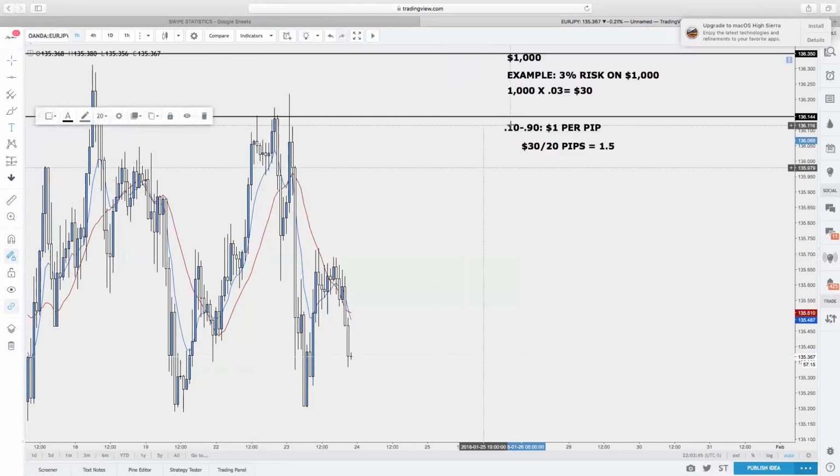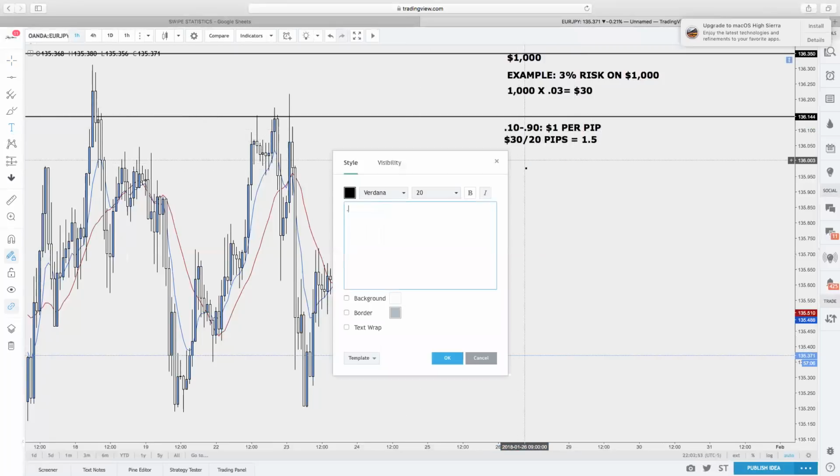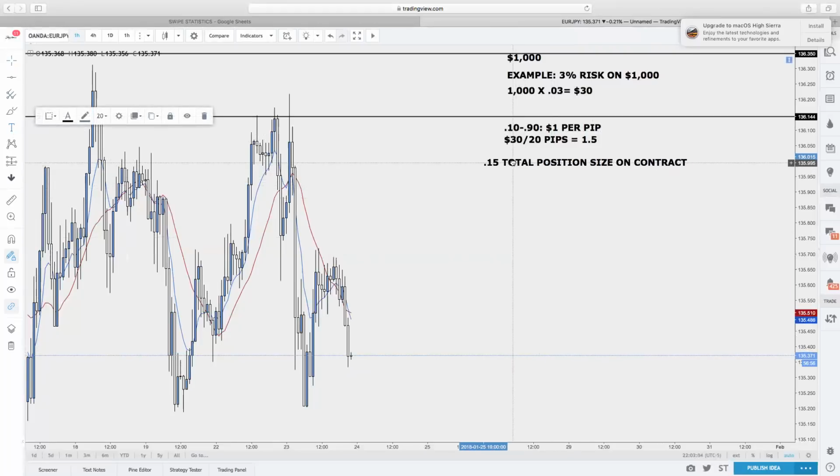So if 0.10 is $1, what would 1.5 be equal to our position size? That would be a 0.15 position size on the contract, right? So that means on this trade, for a 3% risk on my $1,000, I can use a total of 0.15 for that 3% risk.